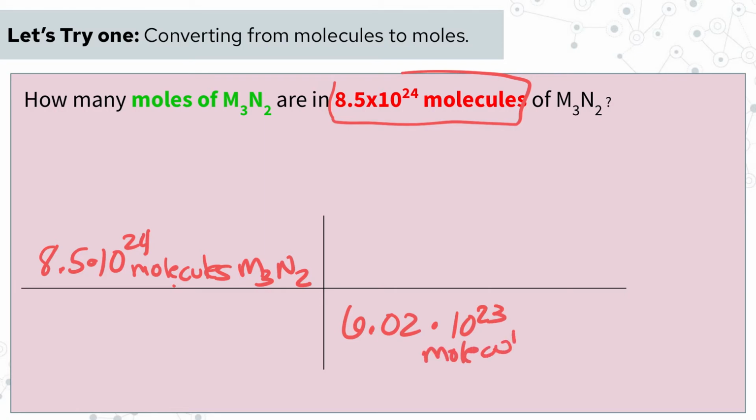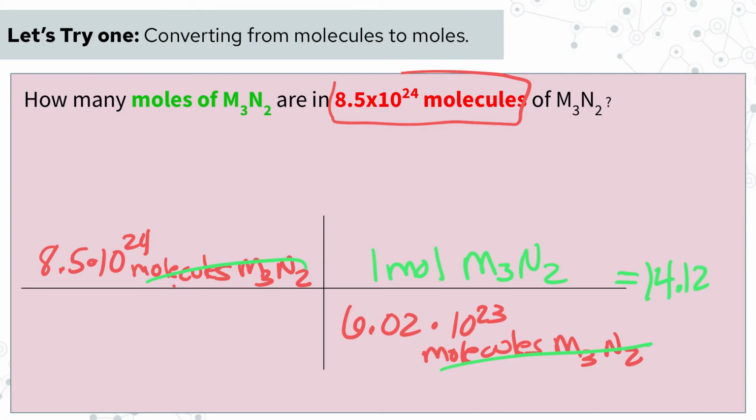Molecules of M3N2, and our 1 mole goes on top. And so when we cancel our molecules, we are left with the answer of 14.12 moles M3N2.